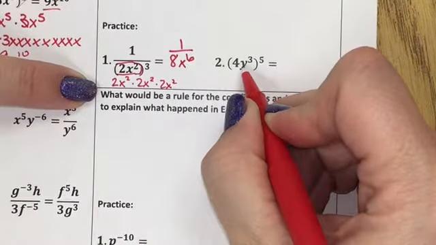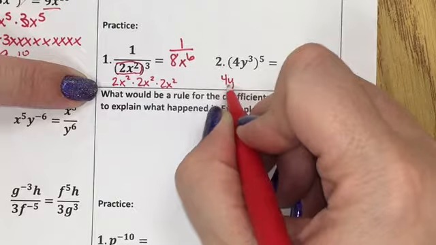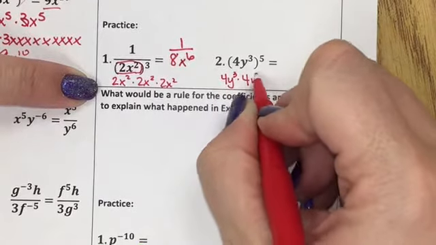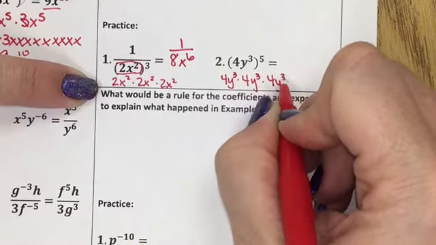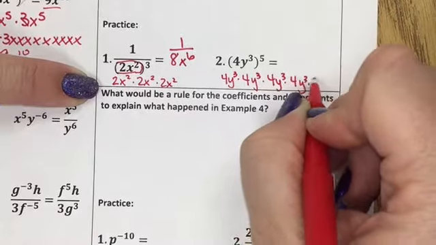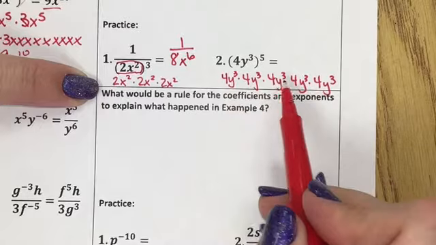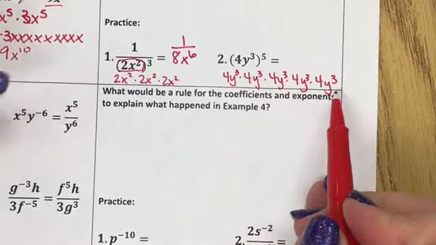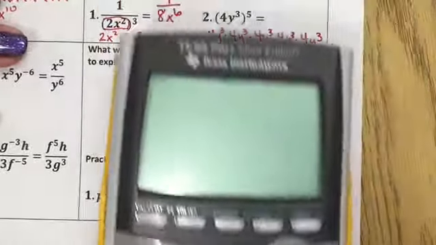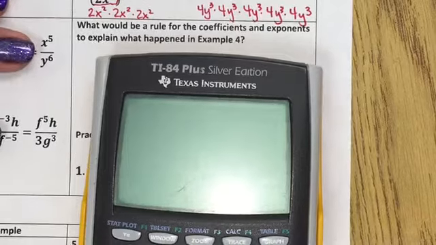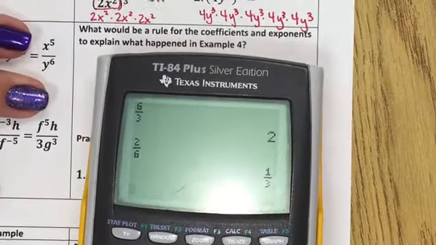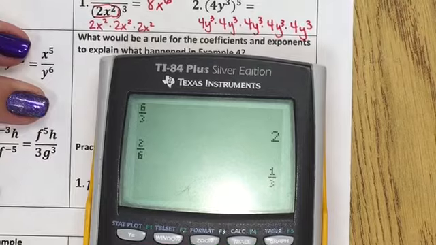There are 5 4y cubes. So 4y cubed times 4y cubed times 4y cubed times 4y cubed times 4y cubed. So you've got 4 times 4 times 4 times 4 times 4. Now I don't expect you to know how to do this in your head, so hopefully you used your calculator, because I had to use a calculator as well when I'm doing this. So here we go.